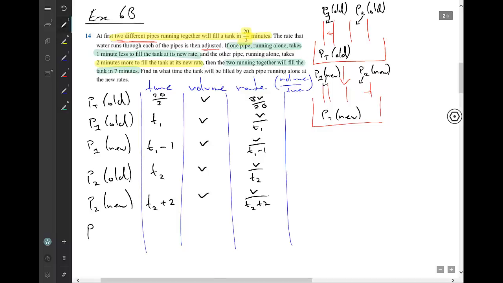So that's PT new is going to be 7. Okay, volume still V, and so the rate is V on 7. So we've got all that information there, and now we've got to work out what to do with it.